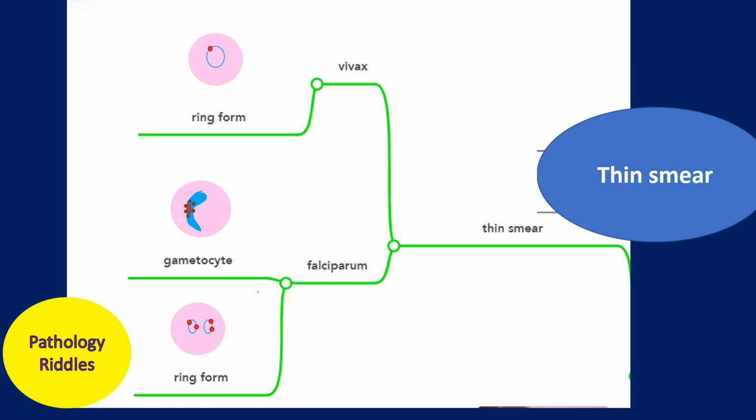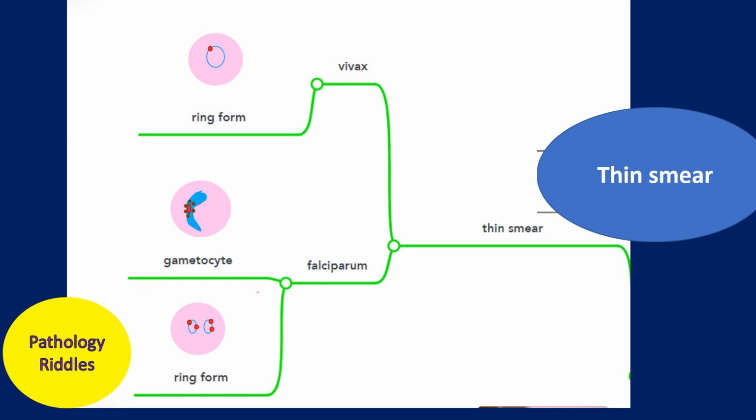The red dot is the chromatin. Malarial pigment may also be seen in some RBCs. They appear as brownish spots. In Plasmodium falciparum, you can see multiple ring forms in one RBC. This is called an applique form. It is diagnostic of Plasmodium falciparum infection.